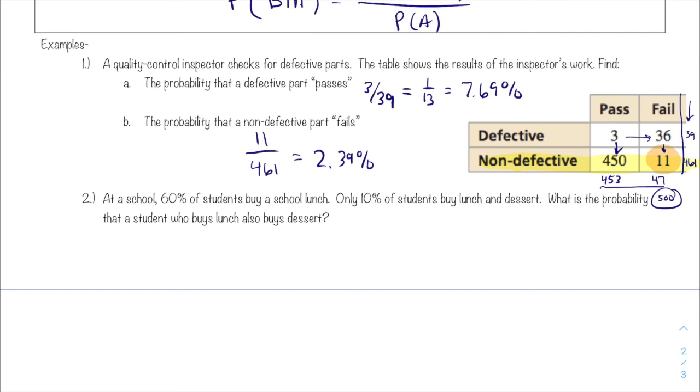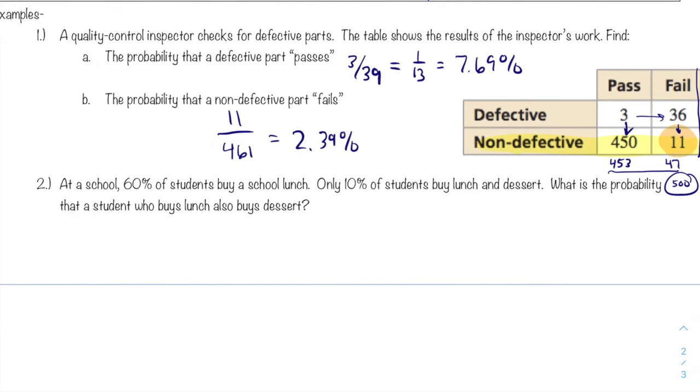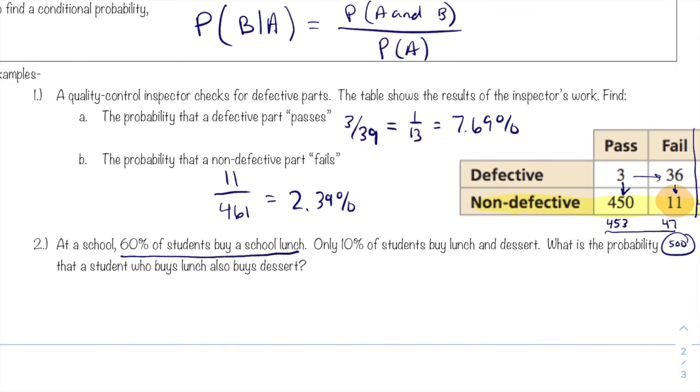The last example here: at a school, 60% of the students buy school lunch. Only 10% of the students who buy lunch also buy dessert. What is the probability that a student who buys lunch also buys dessert? This sounds kind of confusing, but it's way easier than you think it might be, simply because the second part here is that they buy lunch, and you already have the probability of them buying lunch, and the probability of them buying lunch and dessert.